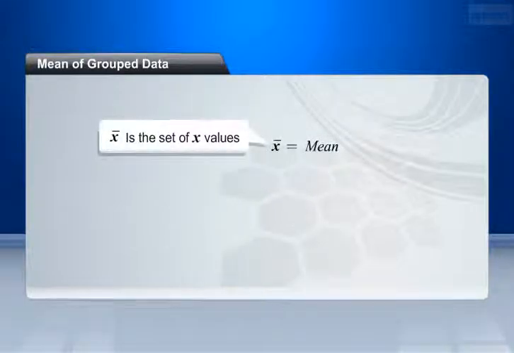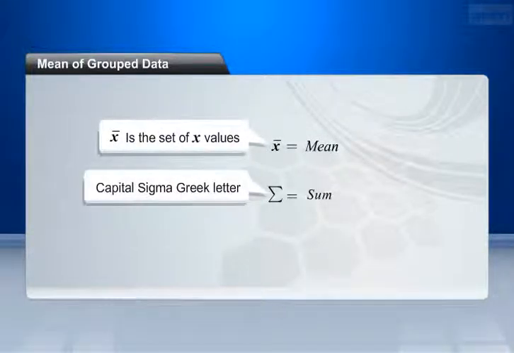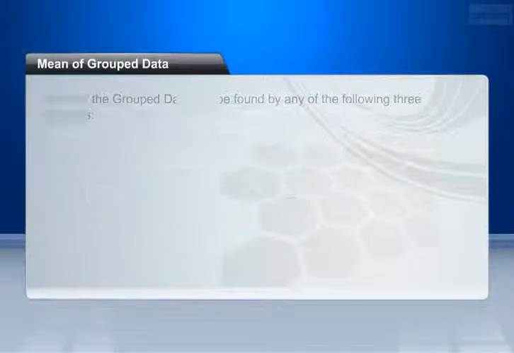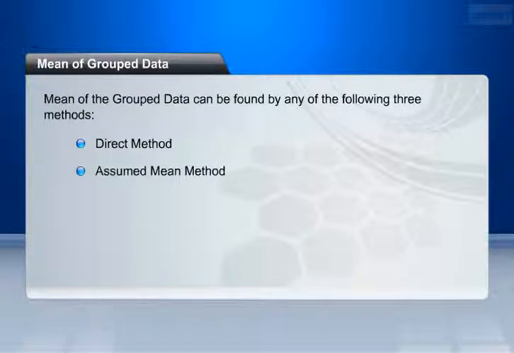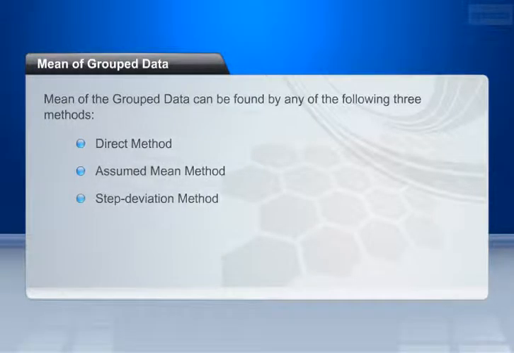X bar is the mean of the x values, and sigma represents the Greek letter which is used to show the sum of the terms, that is, summation. Mean of the grouped data can be found by any of the following three methods: direct method, assumed mean method, and step deviation method. Now let's learn about finding mean using direct method.